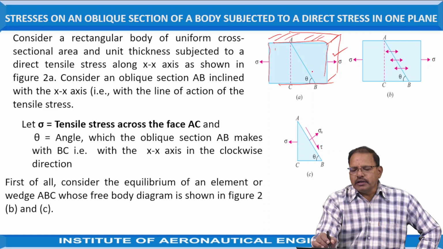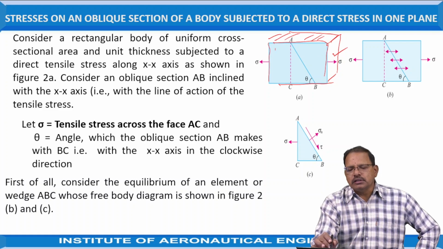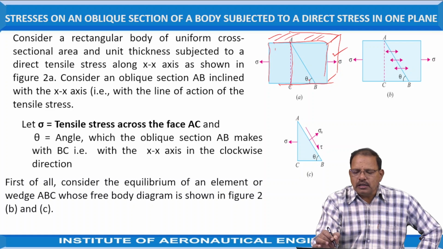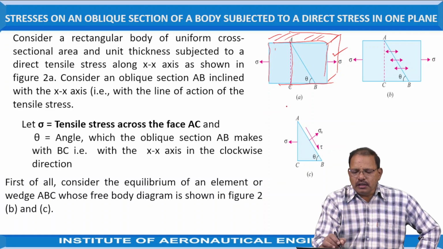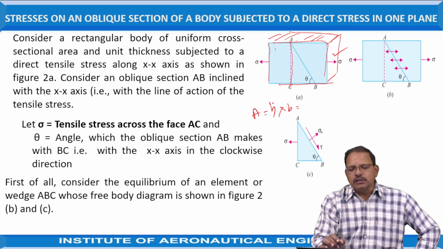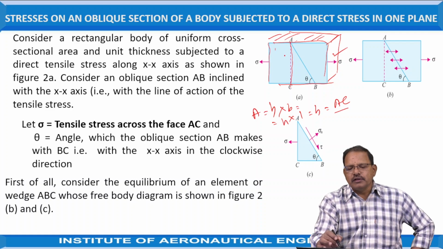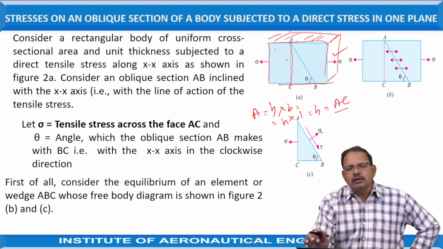When you are taking the area, the thickness is treated as equal to 1. Assume AC is equal to the height, and the thickness B is equal to 1. This is the area of the cross section which is perpendicular to the tensile stress. According to our problem, B is equal to 1, and H is equal to the dimension AC.